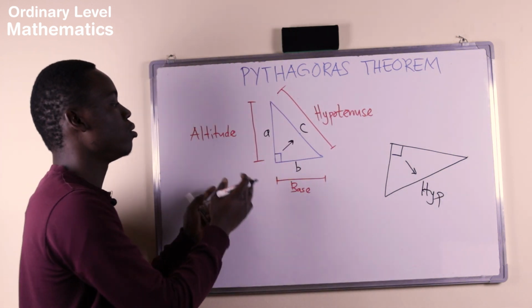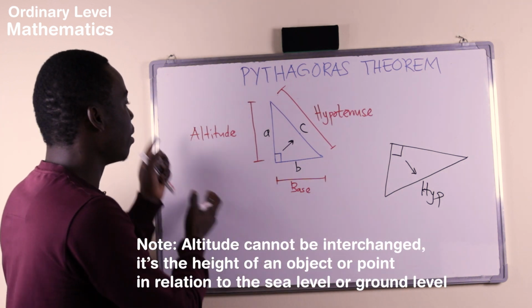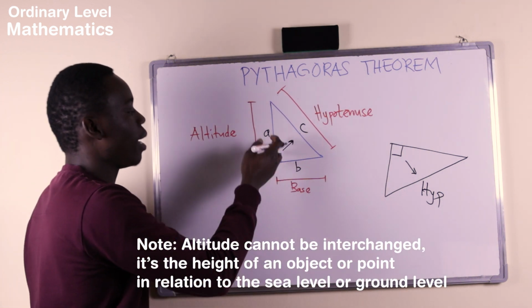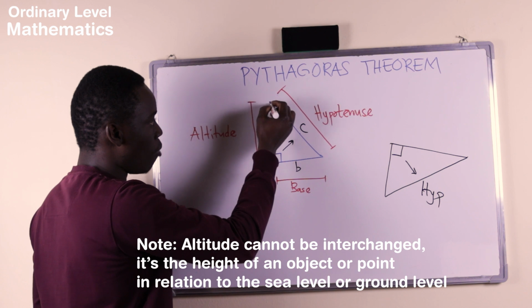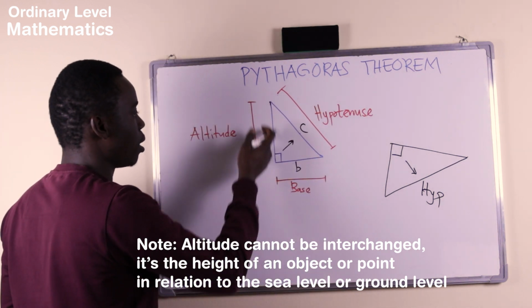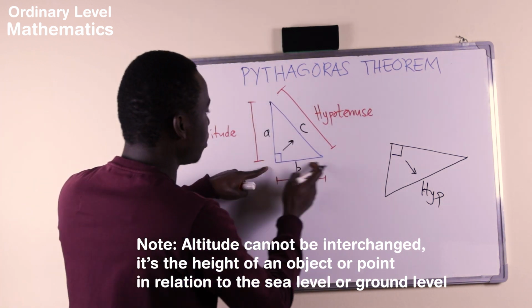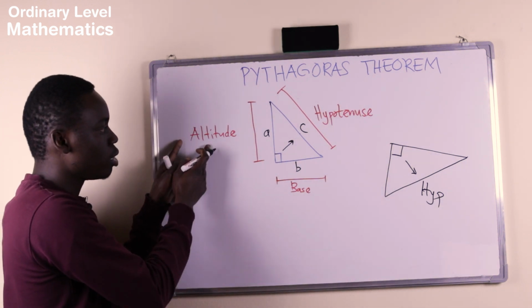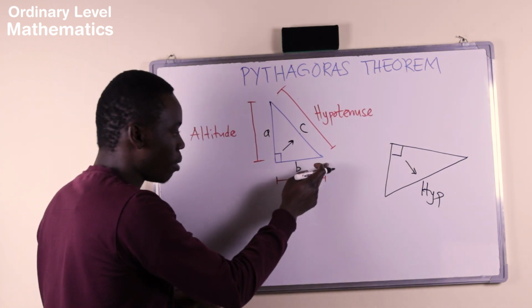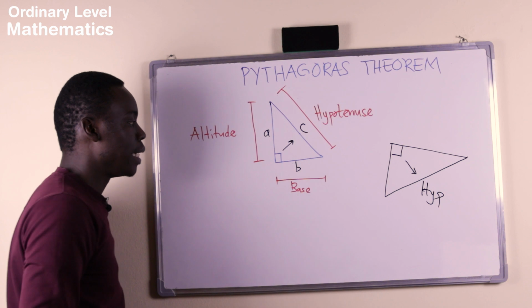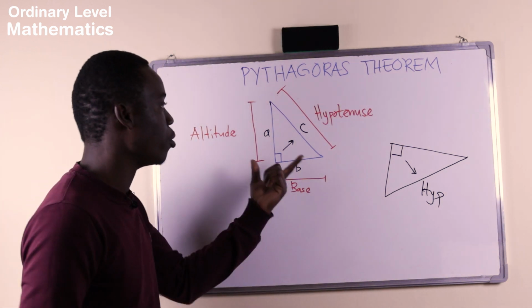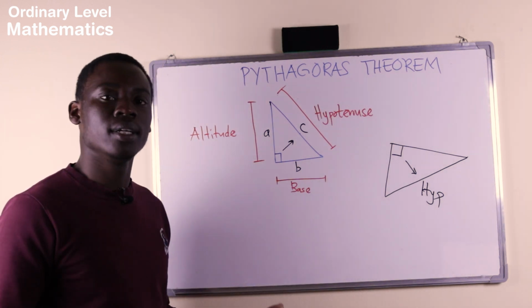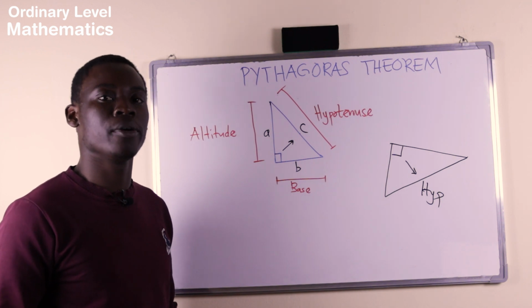Now, the altitude and the base can be interchanged, but these two are the sides that are away from the hypotenuse. So hence in our case here, this is our altitude and this is our base. And our altitude is always perpendicular to the base, which forms the 90 degrees or the right angle for this triangle. Now, what does the Pythagoras theorem state?